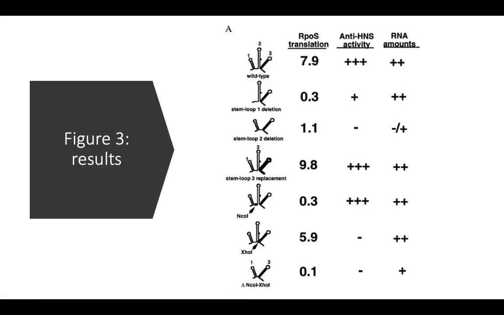So that tells us that this little bit is important, as well as stem loop 1, for that function. Now when we inserted just the XhoI restriction site, we lost our anti-HNS activity. We didn't lose much of our rpoS activity. So that tells us that that little region there, along with stem loop 2, is pretty important for the anti-HNS activity.